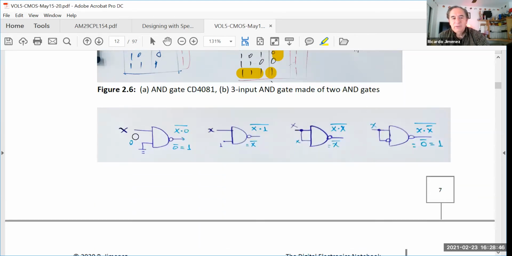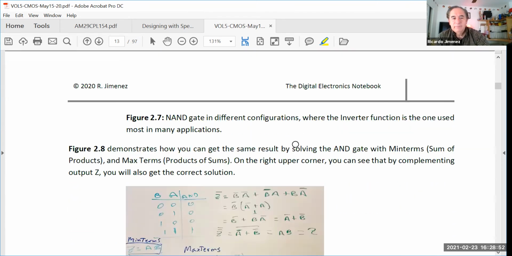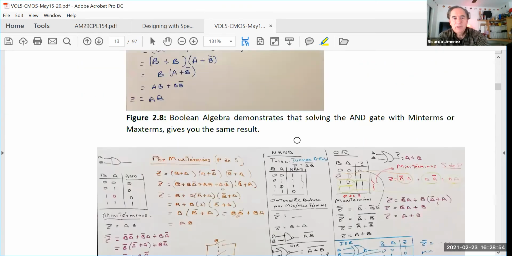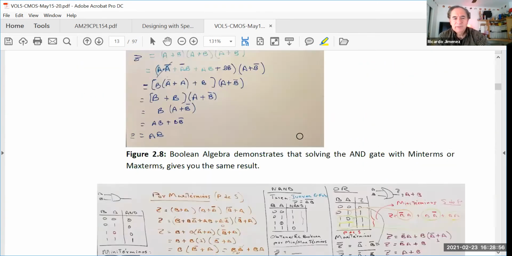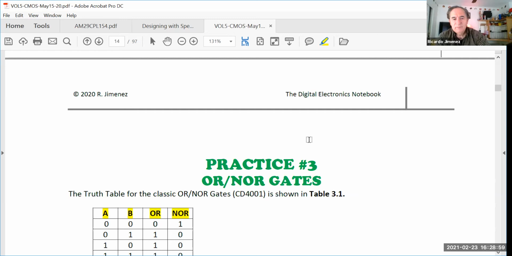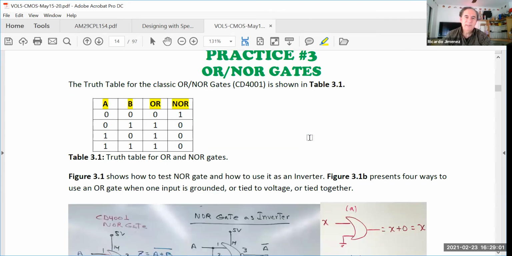There are other combinations that you can make by attaching AND gates, by attaching the input, the output. This is Boolean algebra. As I said, I don't want to get into Boolean algebra in this class.